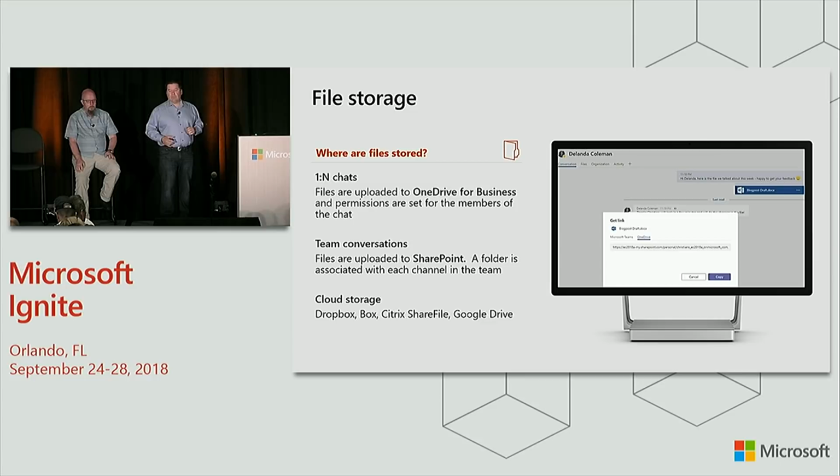So files, I mentioned we use OneDrive for Business and also SharePoint. If I'm having a chat with someone and I drop a file into that chat, it actually gets stored in my personal OneDrive for Business. Then automatically, the permissions of that file are applied to all the participants of that chat, so any participant in the chat can see it. So it's all done fairly seamlessly for me.